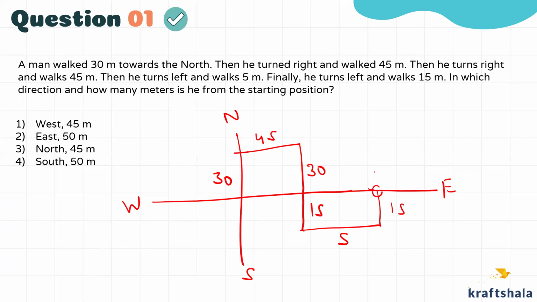So his final position is this. His initial position was this. Now the question is asking in which direction and how many meters he is from the starting position. If I talk about direction, he is towards this direction and this is east. And how much distance? That is 45 plus 5, 50. So 50 meter east.